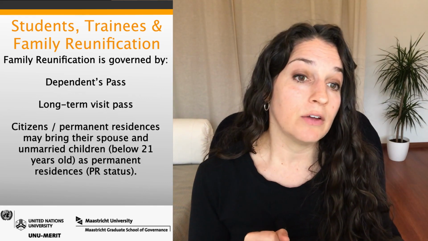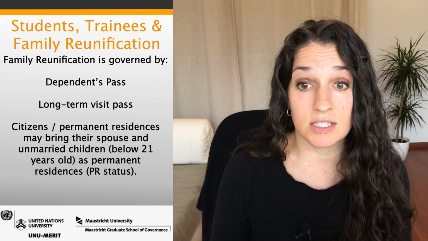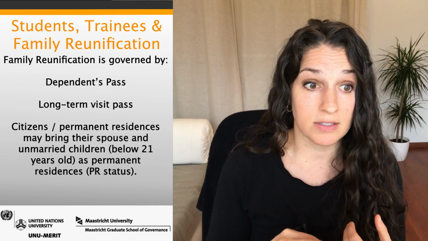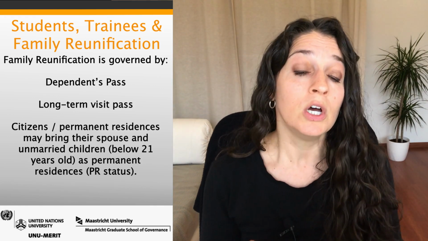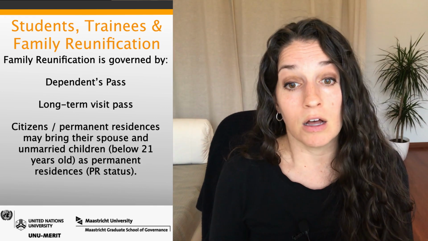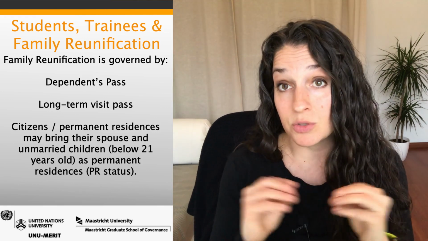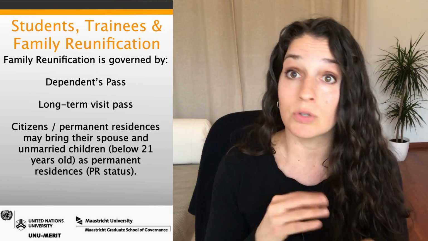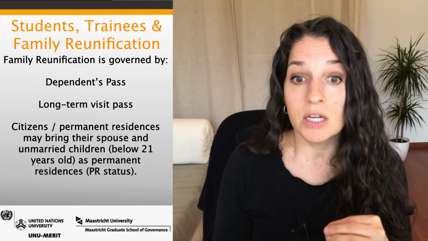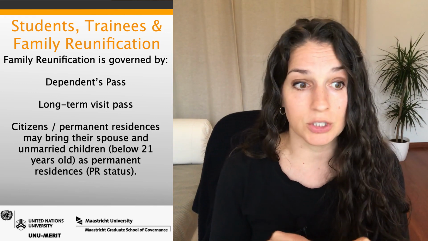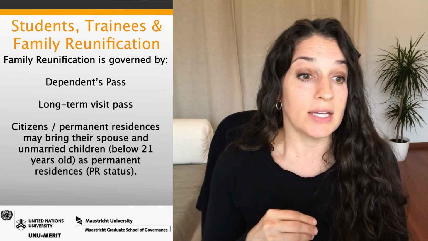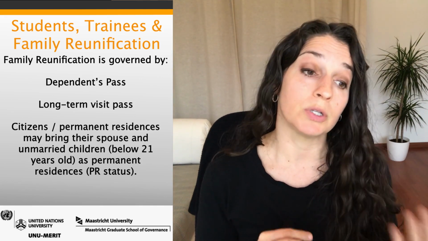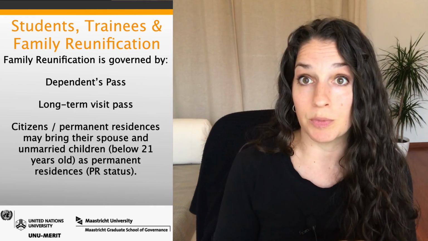Additionally, for those seeking family reunification as a non-citizen, they are allowed under the dependency pass or the long-term visit pass. And these passes are only permissible for spouses or children of eligible S pass, so this is the mid-skilled migrants, or the employment pass, which are the highly skilled migrants. So the lower skilled migrants actually have no rights to family reunification or formation. With a citizen's permit or residence permit, you may bring your spouse or unmarried children below the age of 21 years old as permanent residents.